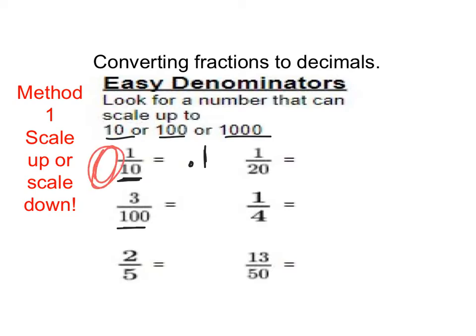Now remember that if there is nothing here, that means that there is no whole number, so then I would put a 0 there. So make sure that you remember that whenever it's just a fraction, there's going to be a 0 before the decimal. So make sure you remember that.